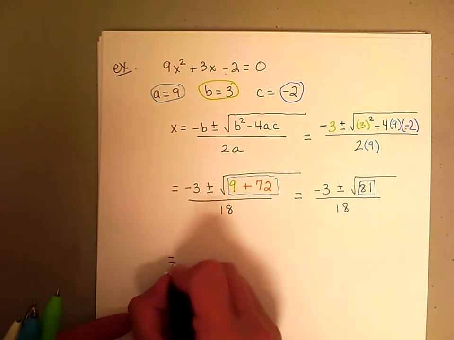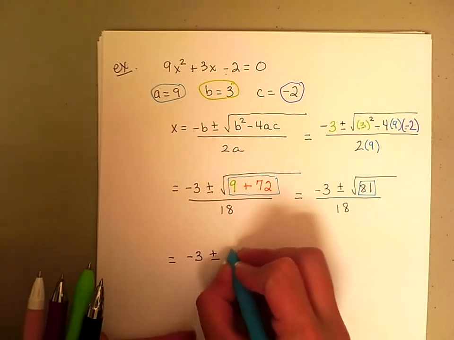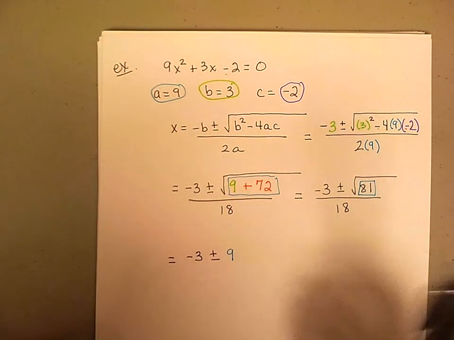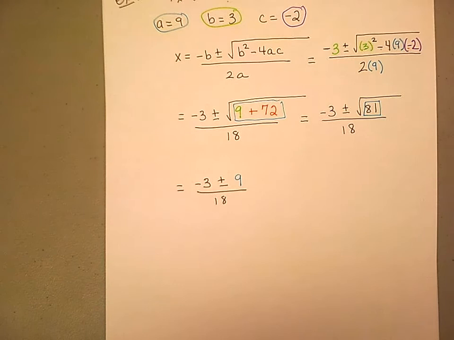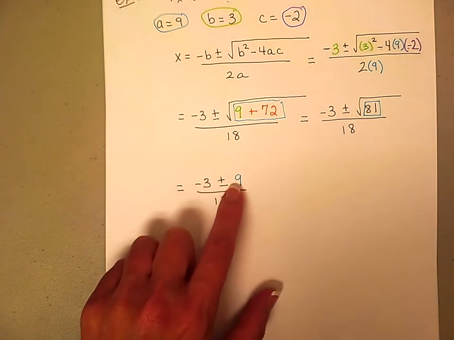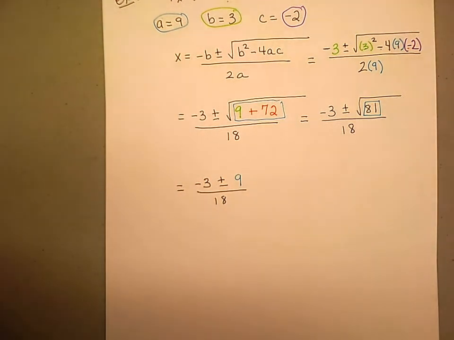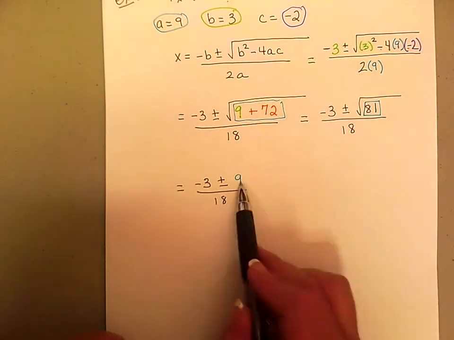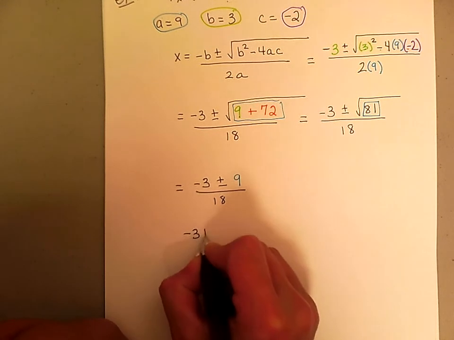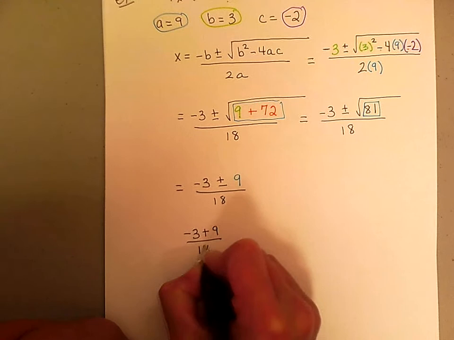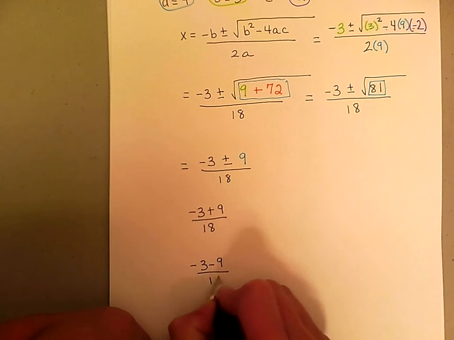But we certainly can simplify that radical. So we get negative 3 plus or minus, well, the square root of 81 is 9. And then we divide that through by 18. Now here's a case where we're not going to just leave it. Had we had a radical, we just left it because the 3 and the radical wouldn't combine. However, 3 and 9 are just integers. We can do that. So we have two solutions. This is negative 3 plus 9 over 18 and negative 3 minus 9 over 18.